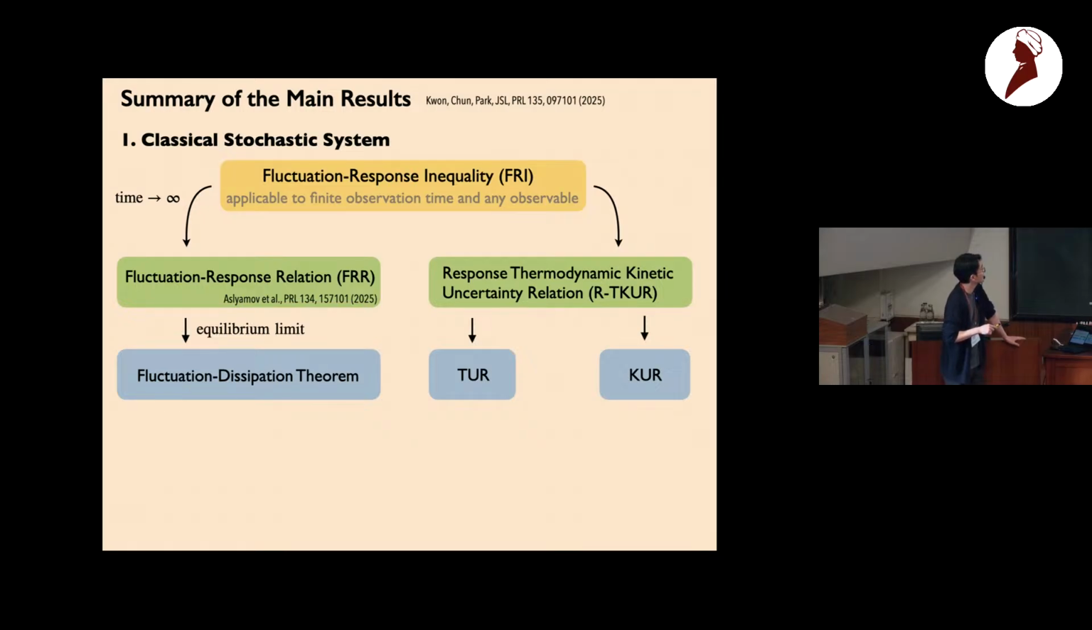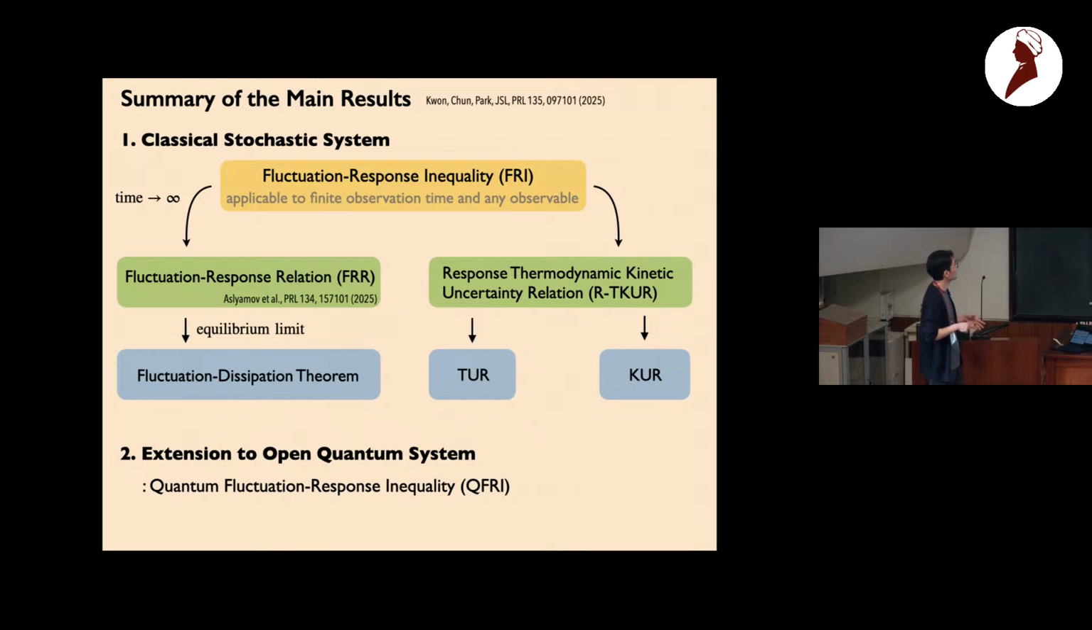And let's go to this other branch here. We can derive the response thermodynamic kinetic uncertainty relation, or RTKUR for short, from this FRI. And from this relation, we can derive the well-known TUR and KUR. So in that sense, this hierarchical structure shows us that even though these well-known theories, FDT, TUR, and KUR, look different, they have the same origin, which is the fluctuation response inequality we have found. I think this hierarchical structure is important in the theoretical aspect. So we studied this classical system first, and then we extend this theory to open quantum systems. So we found the quantum fluctuation response inequality. So this is the whole story I'm going to talk about today.